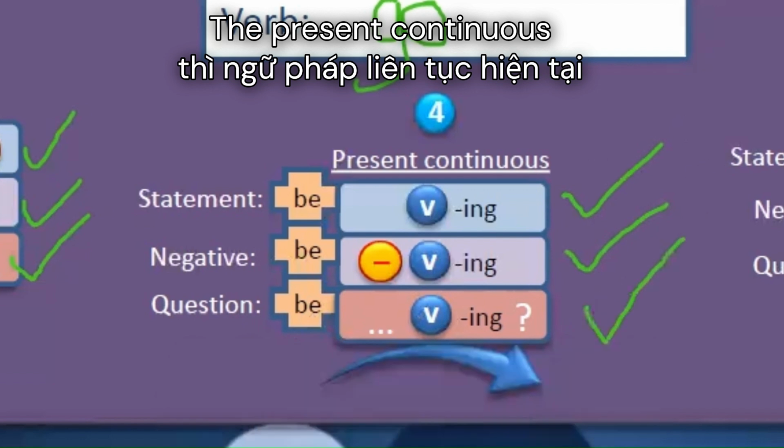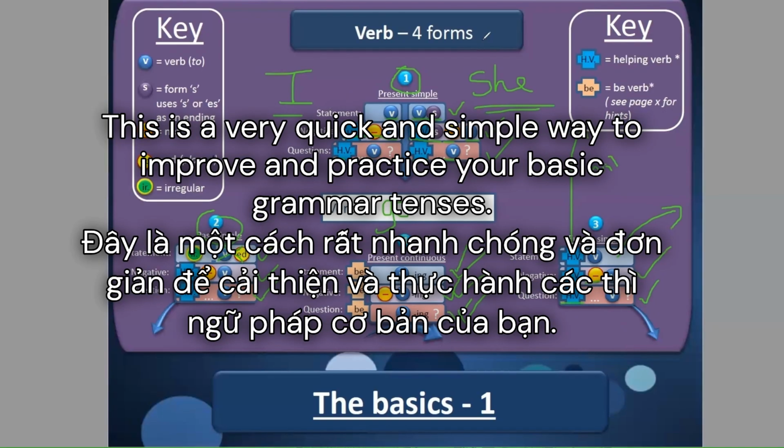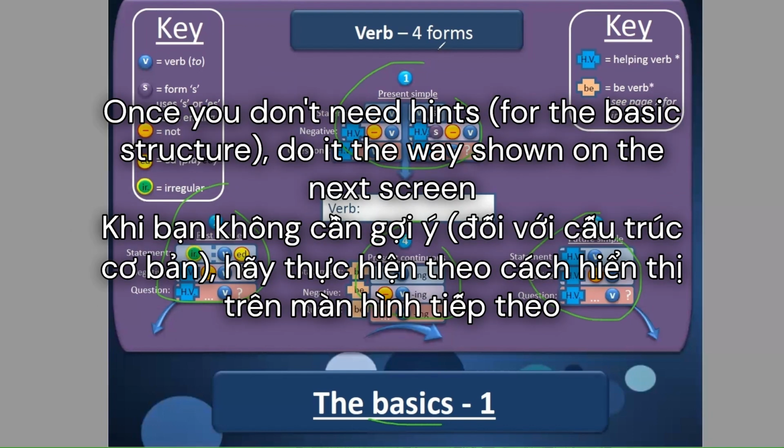We can try that with she as well. She is going to work now. She isn't going to work now. Is she going to work now? So as you can see, this is a very quick way of practicing all four easy, simple grammar tenses, the basics, very quickly together.